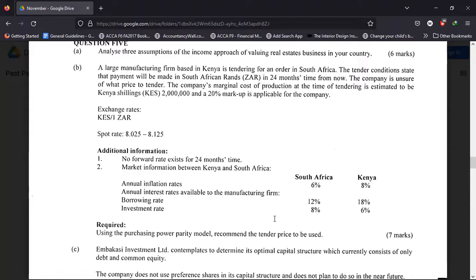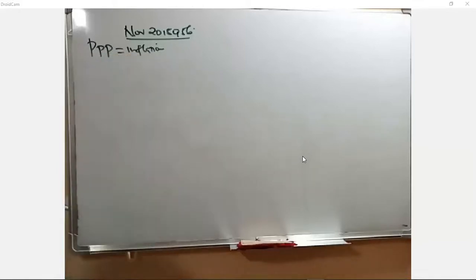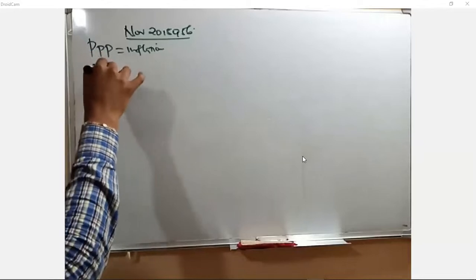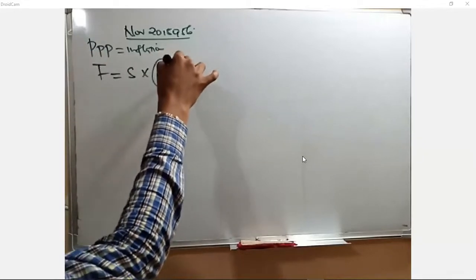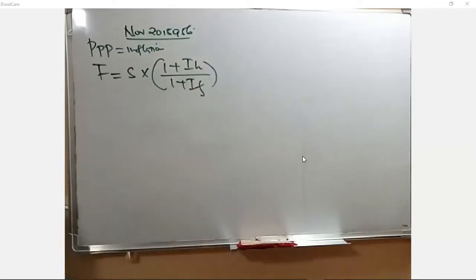The tender price to be used. So in this case, with purchasing power parity, we normally use inflation. We are going to be using inflation here. Very simple. You don't need to cram. So how am I going to do this? I write my formula here. To get the forward exchange rate, we take the spot, times 1 plus the inflation of the home, over 1 plus the inflation of the foreign. Weaker and stronger currencies in simple terms.